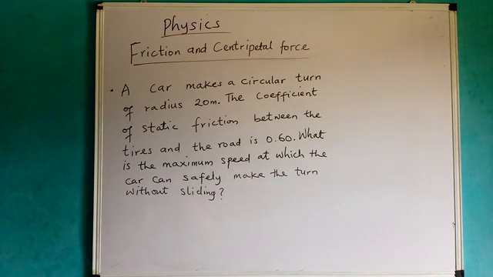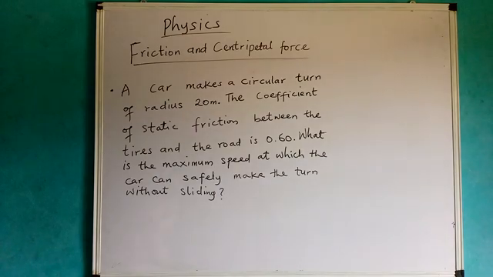Now let's look at a question on the board right away. Let us solve this question. It says a car makes a circular turn of radius 20 meters. The coefficient of static friction between the tires and the road is 0.60. What is the maximum speed at which the car can safely make the turn without sliding? Remember, I told you earlier, for a car to make a turn safely without sliding, static friction will provide the centripetal force.